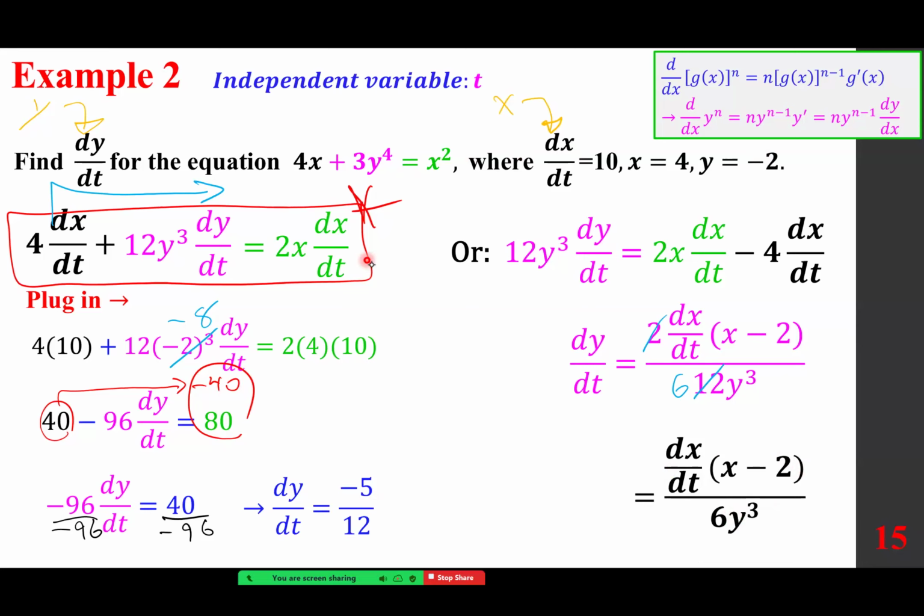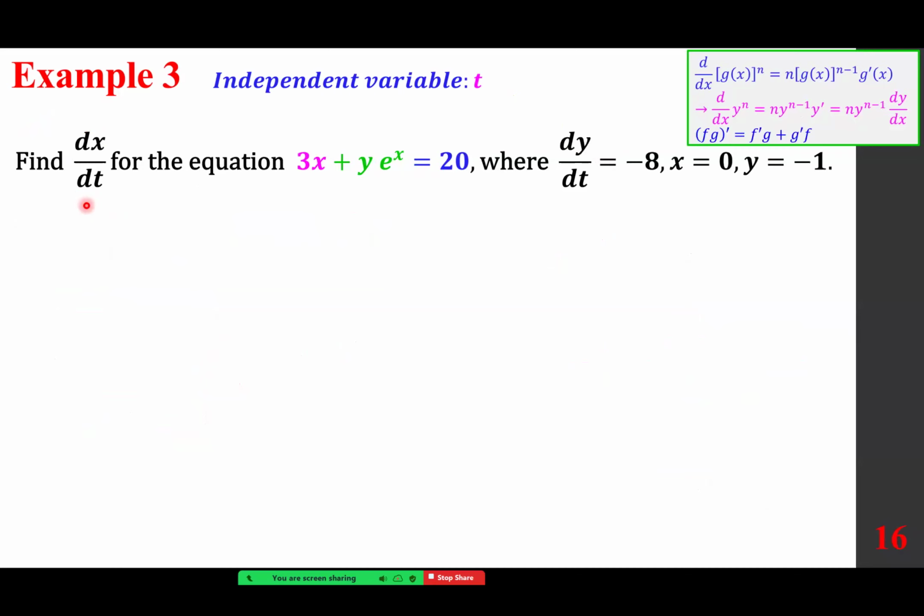One step of calculus. Find dx/dt for the equation 3x plus y e to the power of x equals 20, where dy/dt is negative 8, x is 0, y is negative 1. Again, your independent variable is t. Therefore, 3x gives you 3 dx/dt. What about y times e to the power of x? Let me put a raised dot in between.